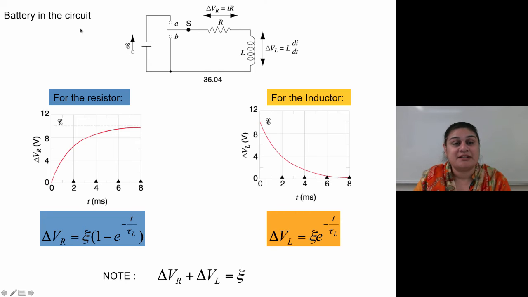With a battery in the circuit, we can say that as time changes, the potential increases to a maximum potential for the resistor. However, for the inductor, the potential will decrease over time.